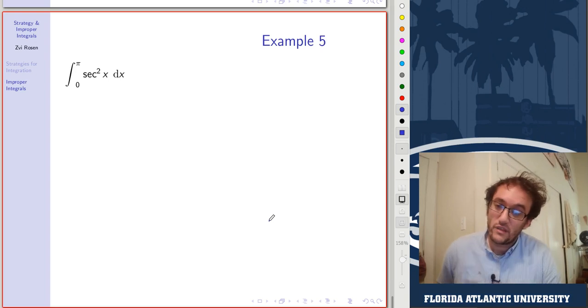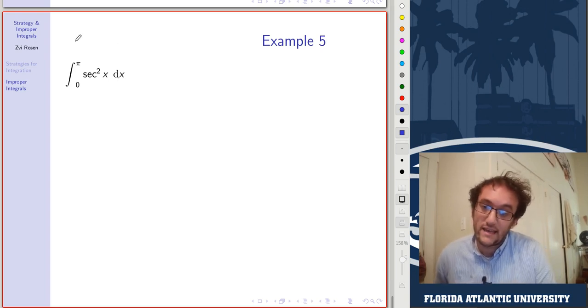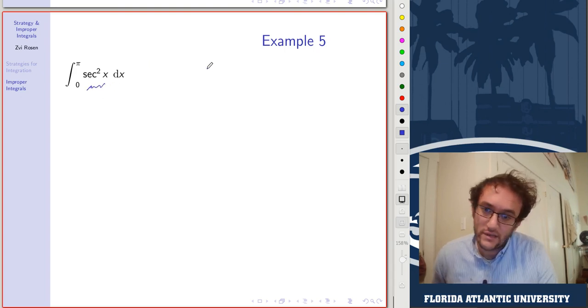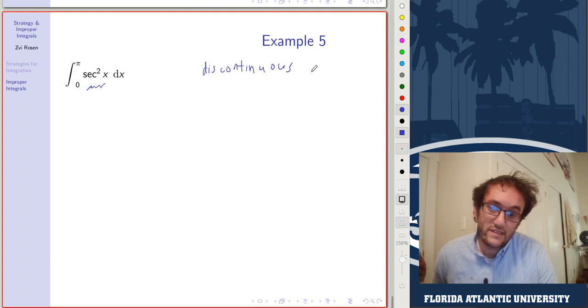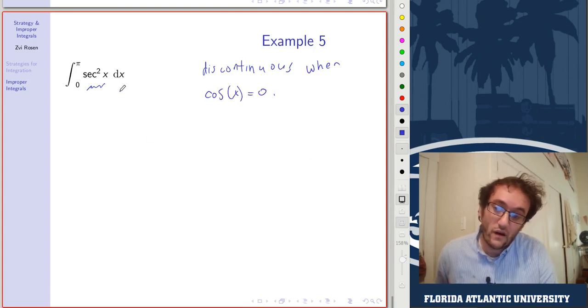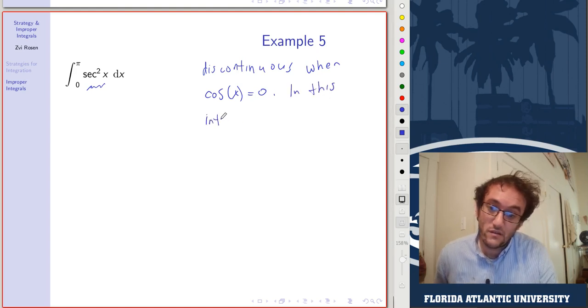Okay, now let's look at this integral. We're looking at the integral from 0 to pi of secant squared x dx. So let's think about where this is discontinuous. We know that secant is 1 over cosine, so this is discontinuous when cosine of x is equal to 0. On this interval, the only time cosine is 0 is when x equals pi over 2. That is the only discontinuity.